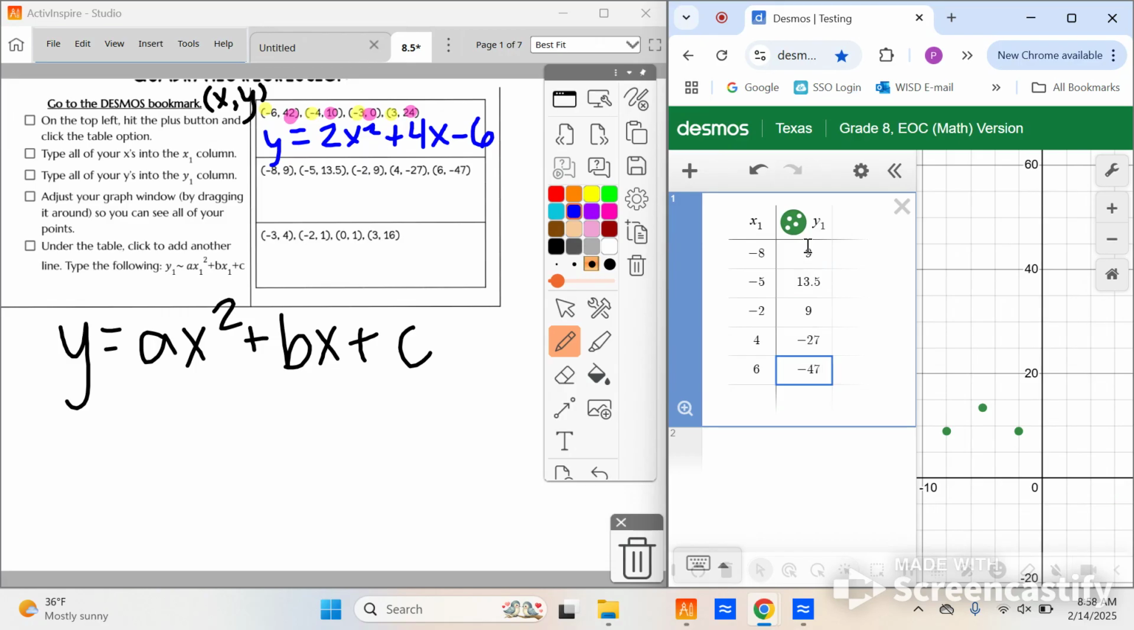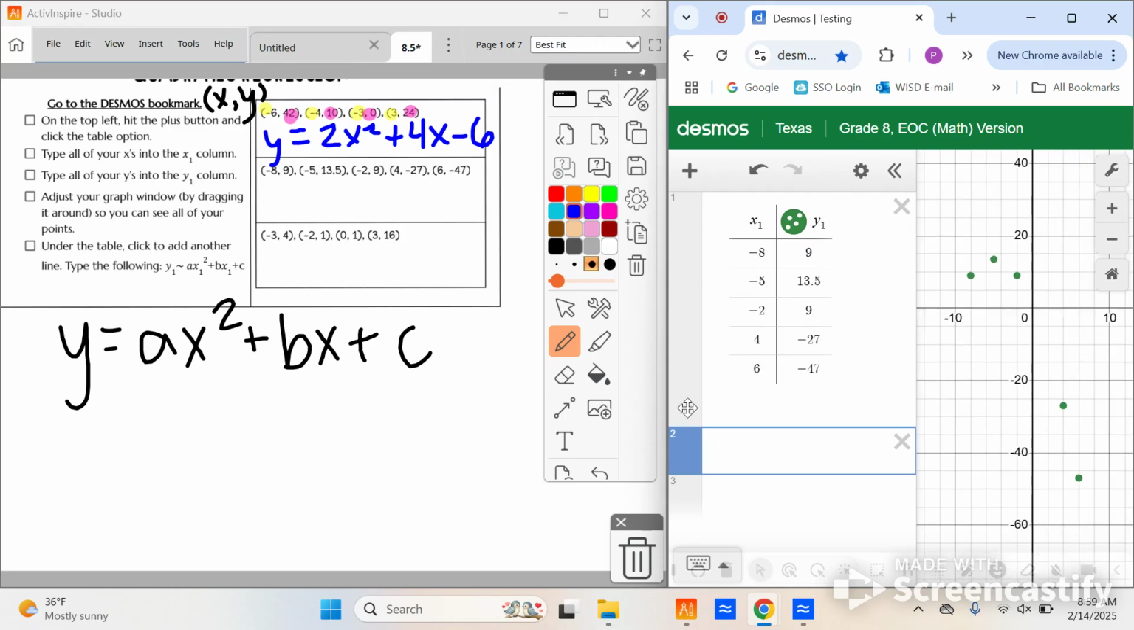negative 47. And if at any point you feel like it's not making sense, just go back and double check that your negatives are there, that the right x's line up with the right y's based on the ordered pairs, and so on. Now I'm going to press the zoom fit button again so that I can see all the points. And I'm going to type in y1 tilde. Remember, shift and the tilde is right next to the number 1 button on your keyboard. So shift and that button next to the number 1.